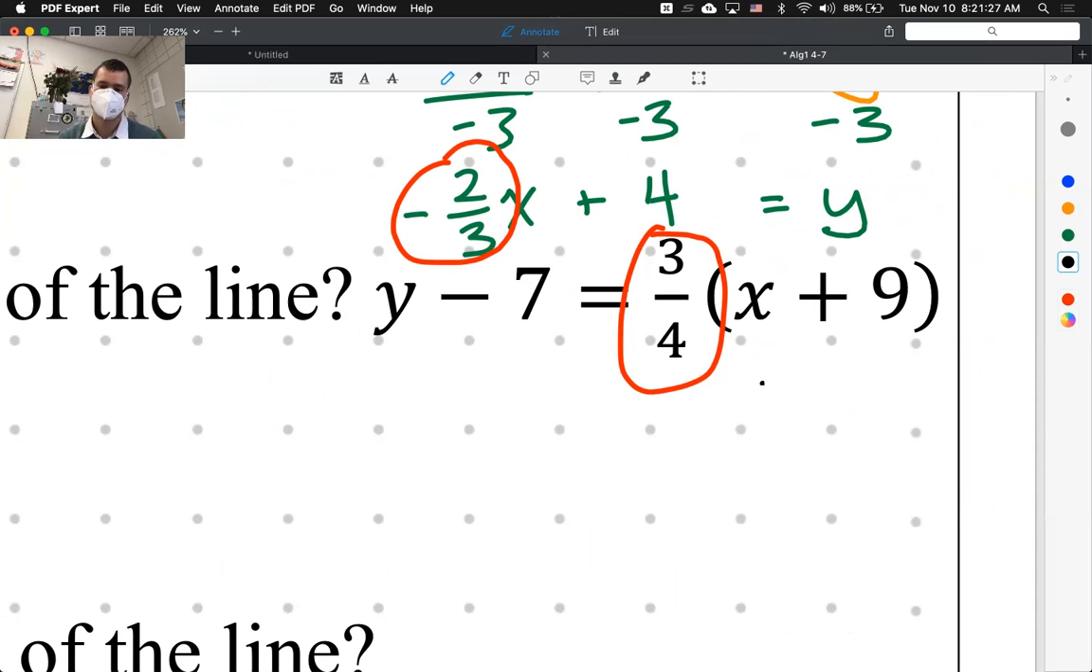What is it, Jose? 12x? What is going on? 3/4 times 9 is 12. Not quite, because 9 and 3 are both not divisible by 4. So you're just gonna have like a weird fraction here. But what about the x? What do I have for the x?